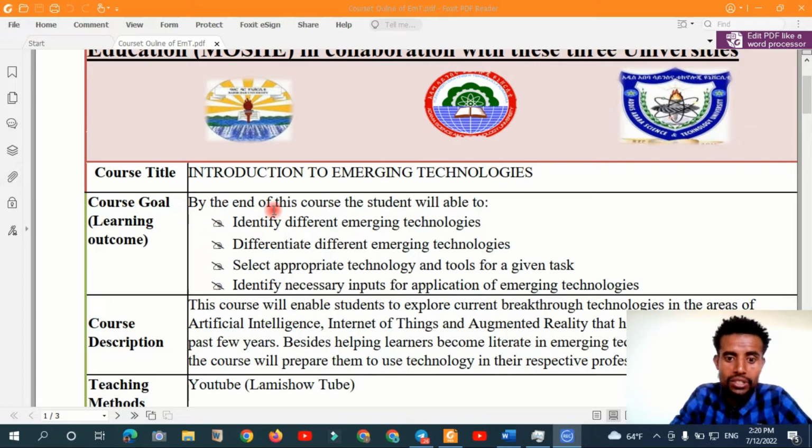By the end of this course, the student will be able to identify different emerging technologies, differentiate different emerging technologies, select appropriate technologies and tools for given tasks, and identify necessary input for application of emerging technologies.